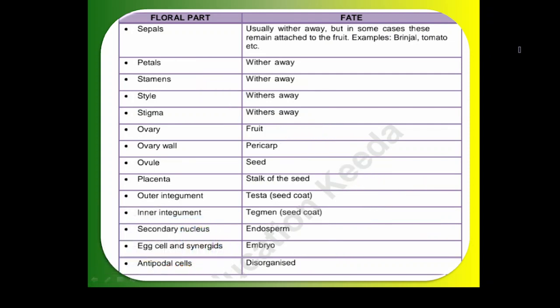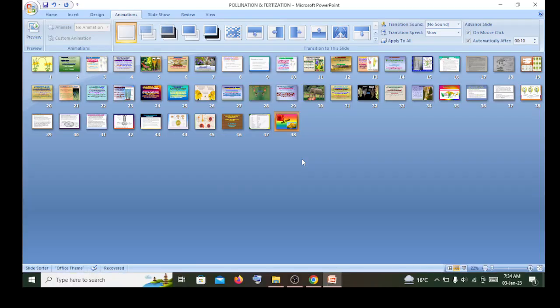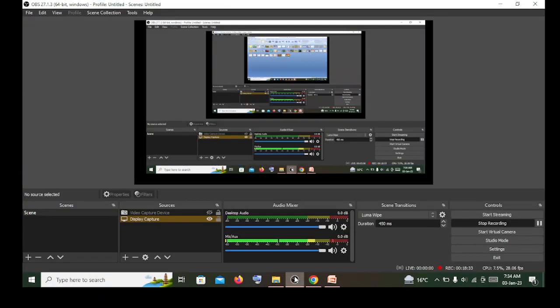So you can see the fate of the floral parts also. Now I am going to show you a picture and some videos. Please wait for it. Please have a look at the video.